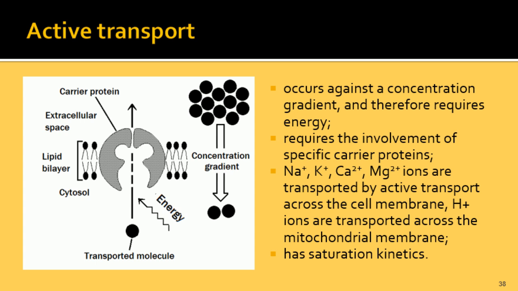Active transport also requires the involvement of specific carrier proteins. However, the transfer occurs against a concentration gradient and therefore requires energy. Sodium, potassium, calcium, and magnesium ions are transported by active transport across the cell membrane. Protons are also transported across the mitochondrial membrane by active transport. Saturation kinetics is characteristic of active transport of substances.